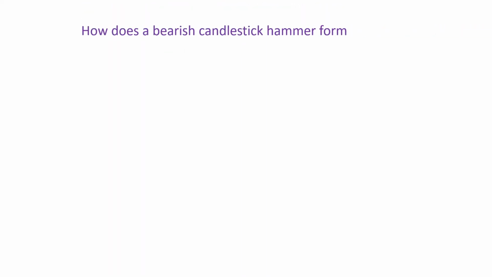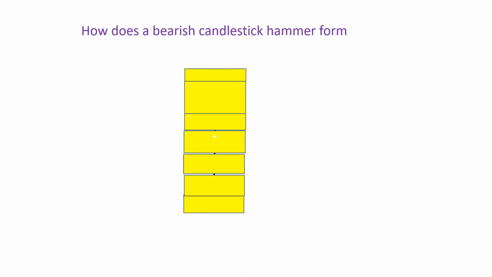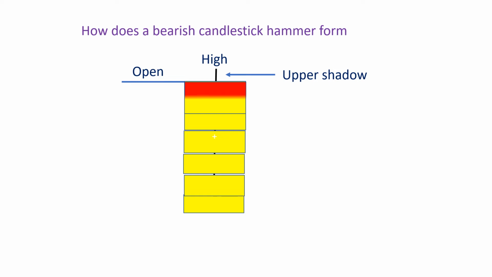And now I'm going to show you how a bearish candlestick hammer forms. This is again the same empty candle and the price opens here, and this time the buyers push the price up, and then it got rejected by the sellers, leaving an upper shadow representing the small presence of sellers in the market, and this is the highest price for the duration of this candle.